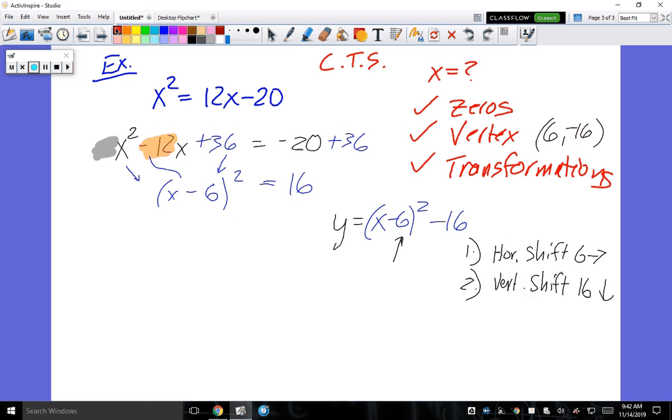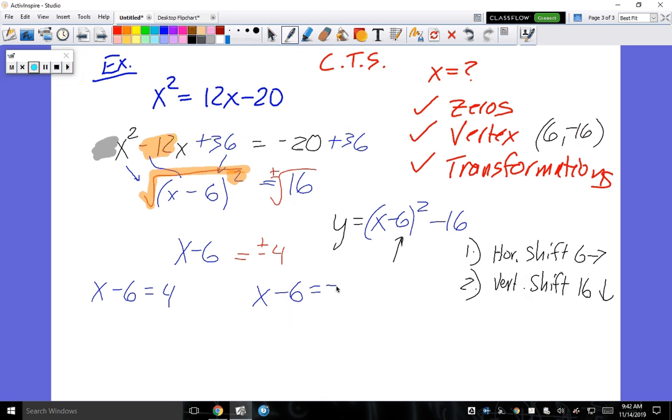Ready? Here we go. I'm going to take the square root of both sides, plus and minus on that. So plus and minus 4 is equal to just what I have, because the squared and the square root cancel. And now I have two answers. x minus 6 is equal to 4. x minus 6 is equal to negative 4. Feels a lot like that absolute value stuff. So we should have gotten 10, and we should have gotten 2.